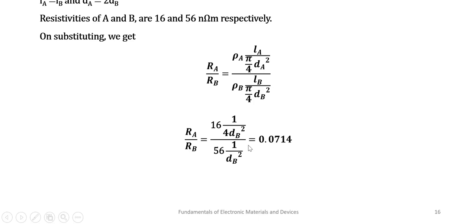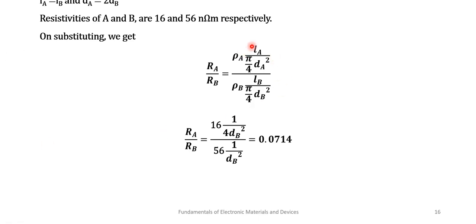Okay, so basically what will come is dB square will get cancelled. So 16 by 4 will be there, divided by 56 also will be there. So something like 4 by 56 will be your final value that you will have to calculate. Yeah, you got 0.14 or something, right? Yes, ma'am.